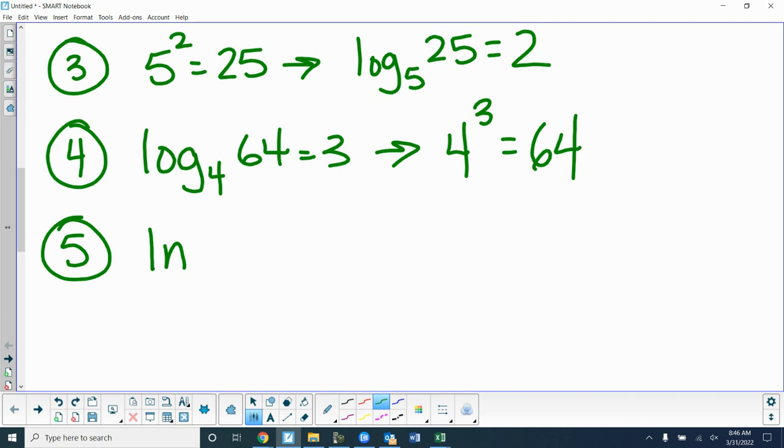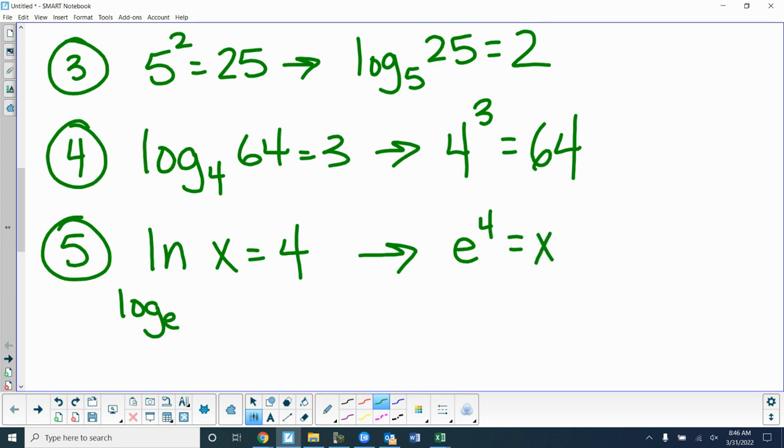This was natural log, another logarithmic form, equals 4. Remember, natural log you could write like this. Log base e, that's what it means. Okay? So in exponential form, what's the base? E. What's the exponent? 4. What's it equal? The number, which in this case was x. All right? So natural log means the base is 4. I lied. The base is e. Sorry.